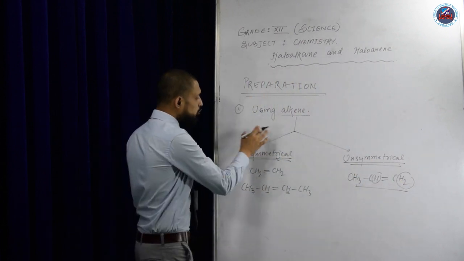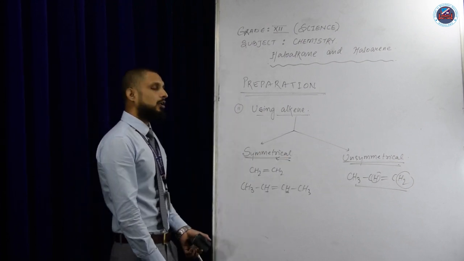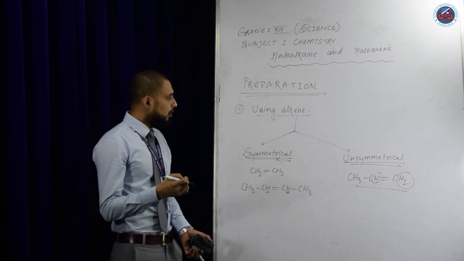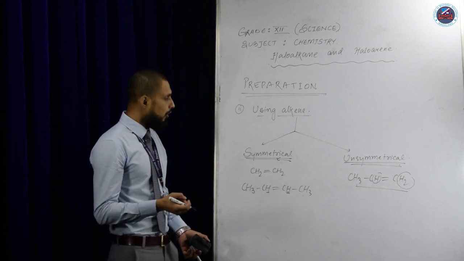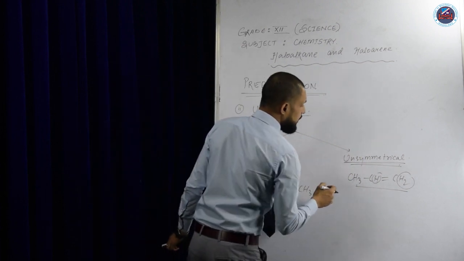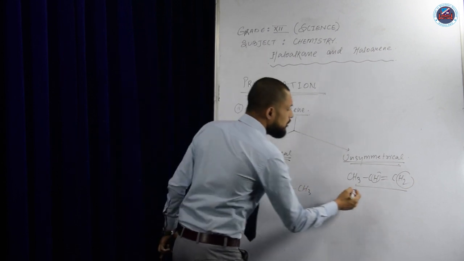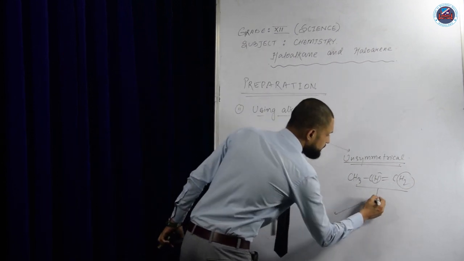So in case of symmetrical alkene, the preparation of haloalkane is very simple. It can be prepared either by addition of halogen acid or by addition of halogen. Whereas in unsymmetrical alkene, to find out the major product, we have to use 2 different types of rules.